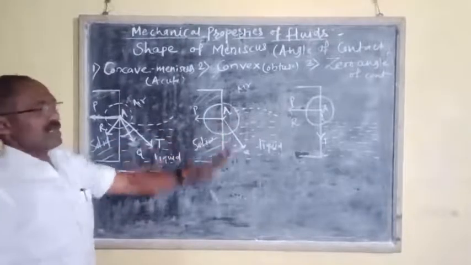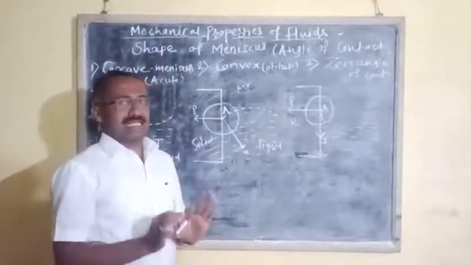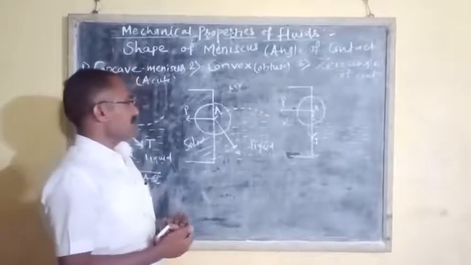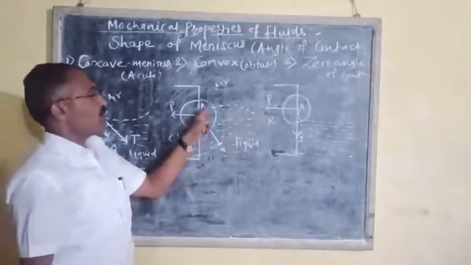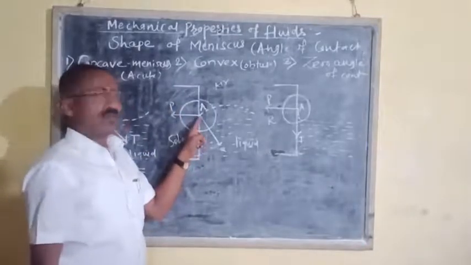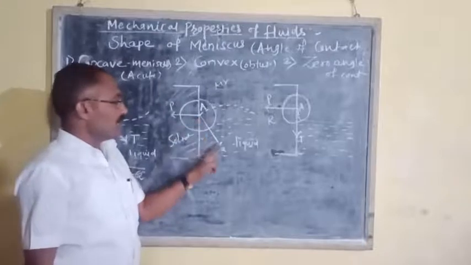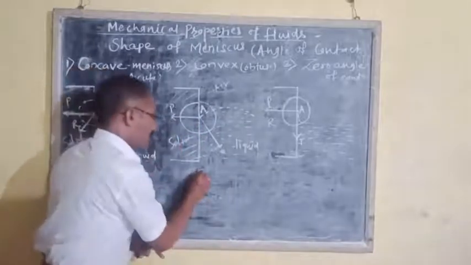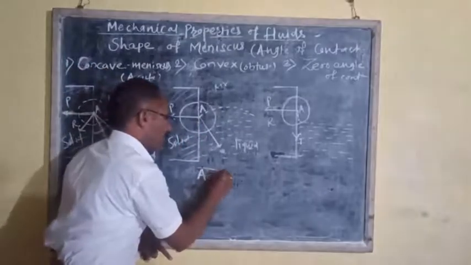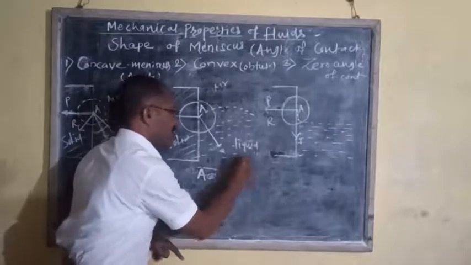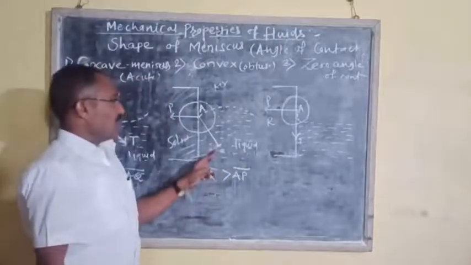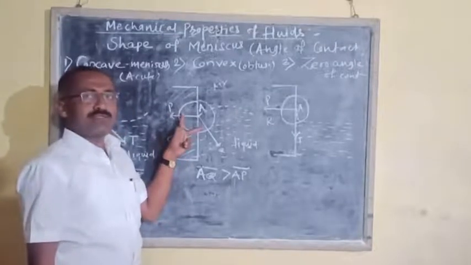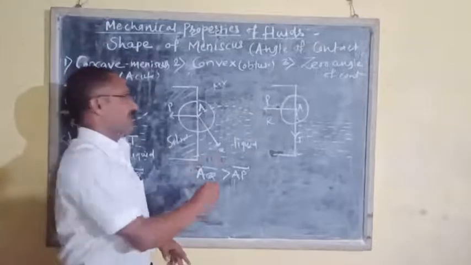In the next case, the liquid which does not wet the solid, for example mercury and glass, in this case also the sphere of influence is drawn to the molecule A. But in this case, the resultant cohesive force AQ bar is greater than AP bar. As AQ bar is greater than AP bar, therefore the resultant of these two forces will lie in the liquid.